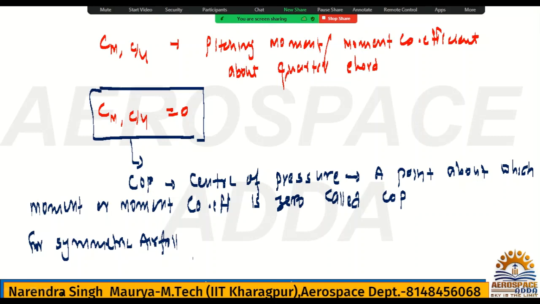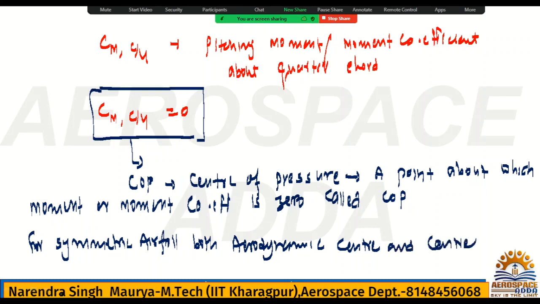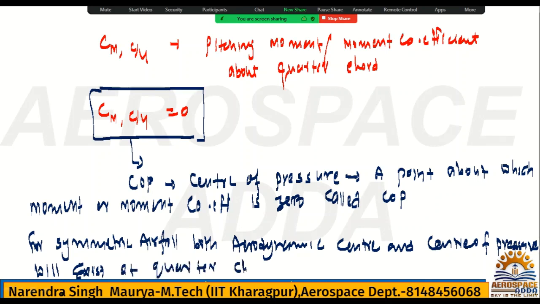For symmetric airfoil, both aerodynamic center and center of pressure will exist at quarter chord. This is very important. Okay, you make a note of it.